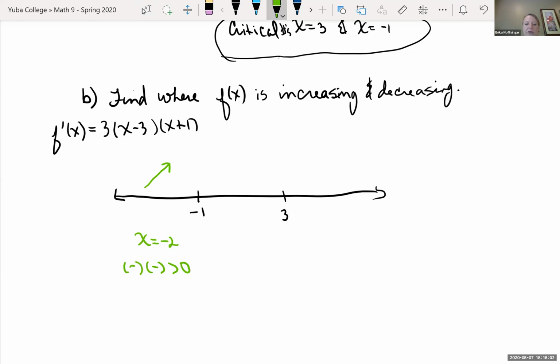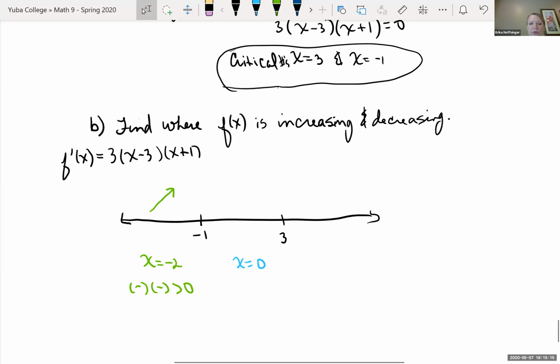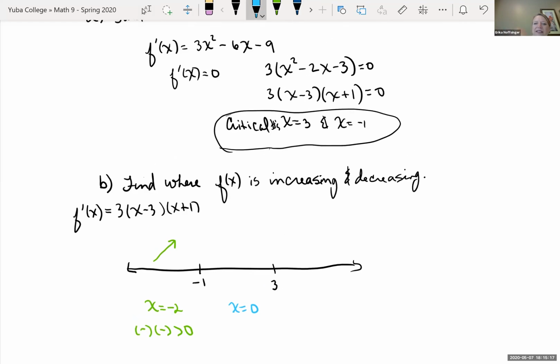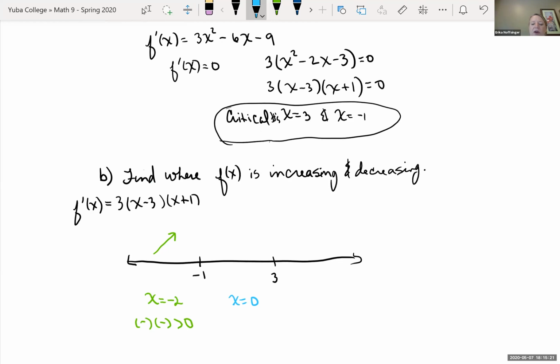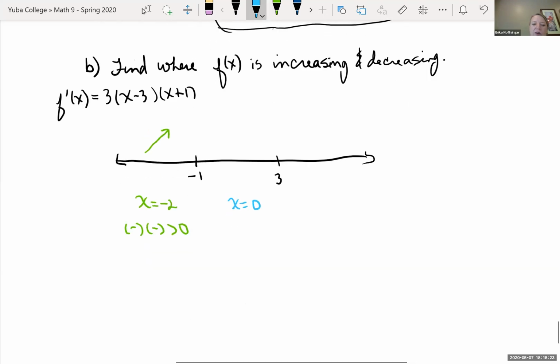So choose a number that falls in between -1 and 3 and plug it into the derivative. If 0 falls in that interval, it's always the easiest one. Plugging 0 into the original derivative would be the easiest because that just gives me my constant, which is -9. So I know that f prime of 0 is -9, which is less than 0, and so this is decreasing.